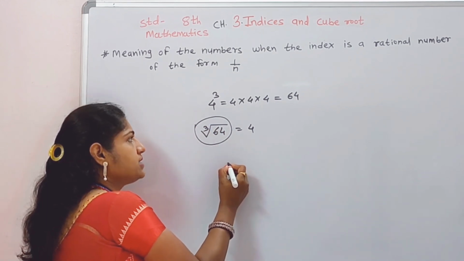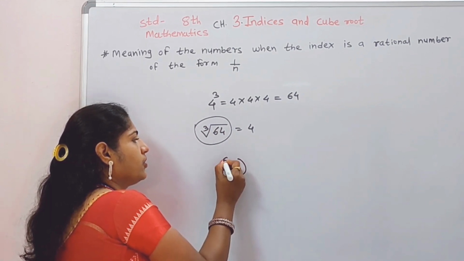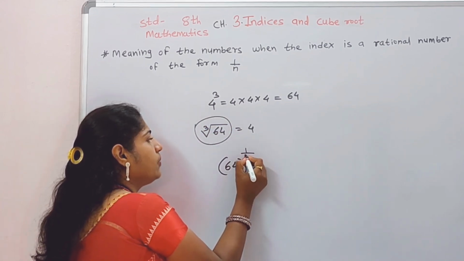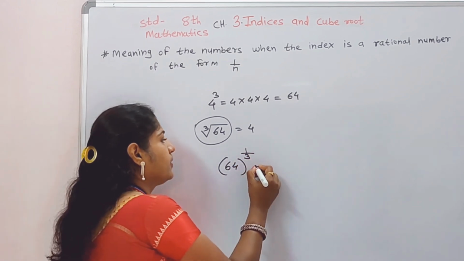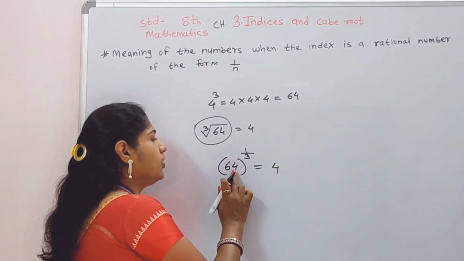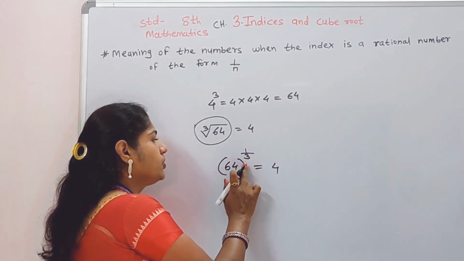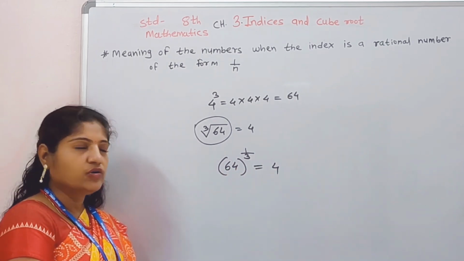We write cube root as 1 upon 3. 64 raised to 1 upon 3 form equal to 4. Cube root of 64 is equal to 4.